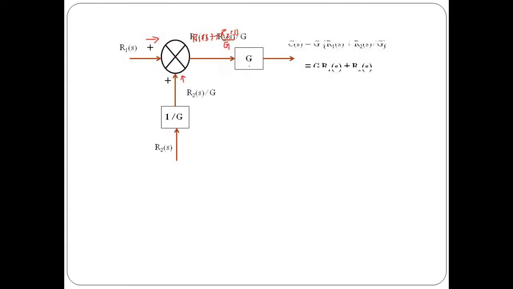See, the same thing is mentioned over here. If you try to calculate the output, C is going to be G multiplied by the effective input, and the effective input is R1 of S plus R2 of S by G. So G and G will get cancelled, and you will get this as an output. Now this is the same as our base case. Previously we were getting the G parameter multiplied with R2 of S, but the moment we placed a block in the path of R2 of S with gain exactly equal to the inverse of the block gain to which we have shifted the summing point, we are getting the same output.